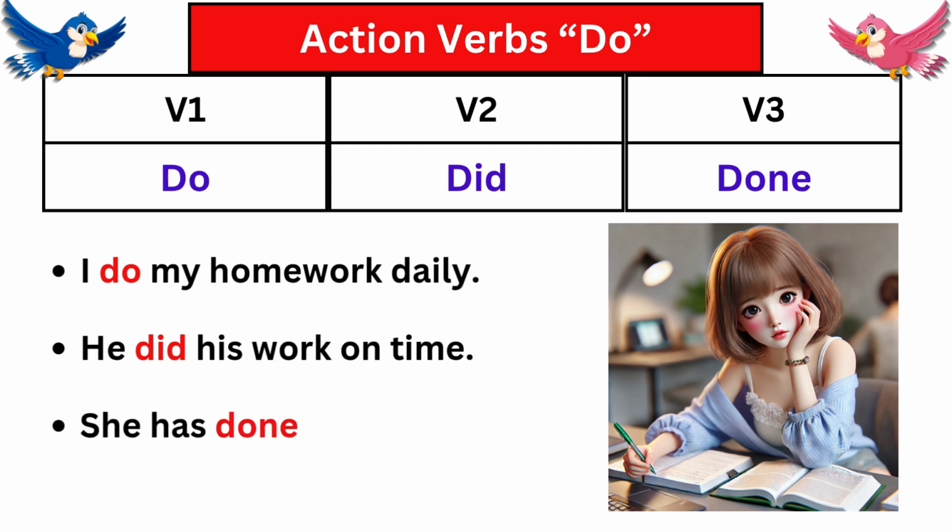V3, past participle: She has done her project. This is used with have or has for the present perfect tense.